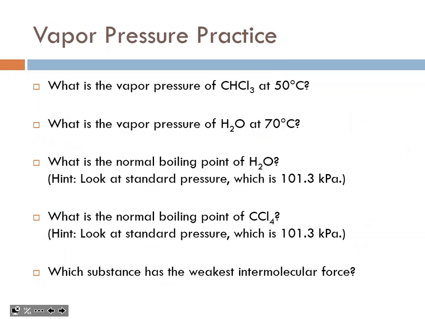What is the vapor pressure of CH3Cl at 50 degrees? Well, all you have to do is go to the 50-degree mark and go to the line. What does it say its vapor pressure is? About 70 kPa, right? What is the vapor pressure of water at 70 degrees Celsius? That one's pretty easy. That's what? 30 kPa, yes.